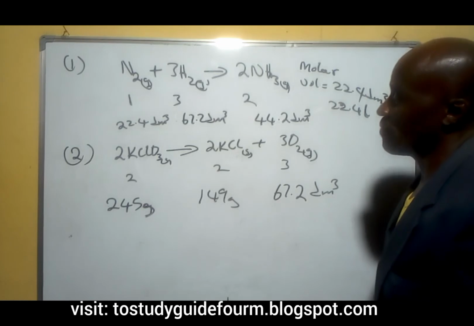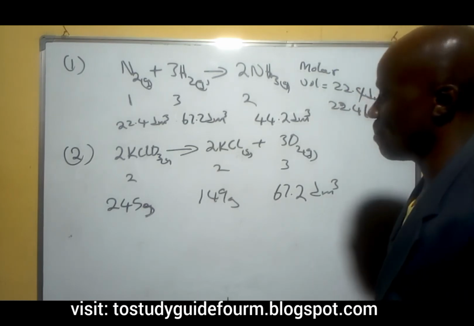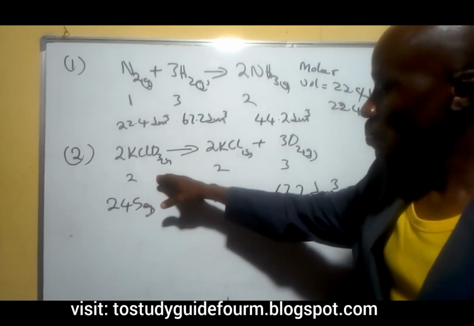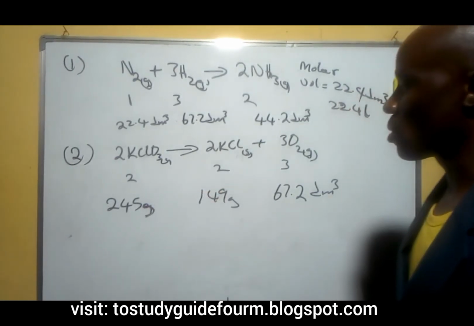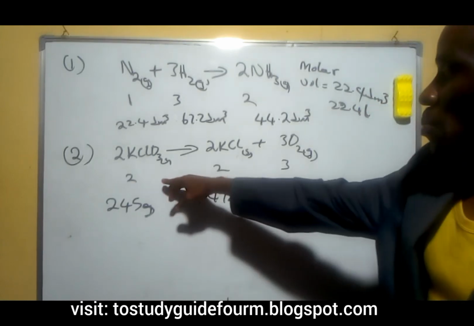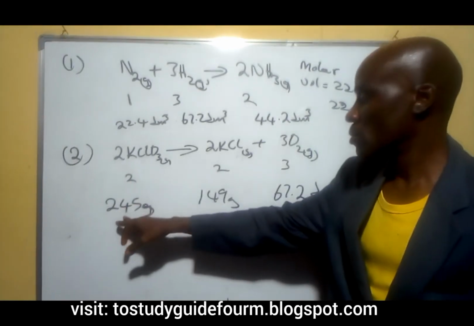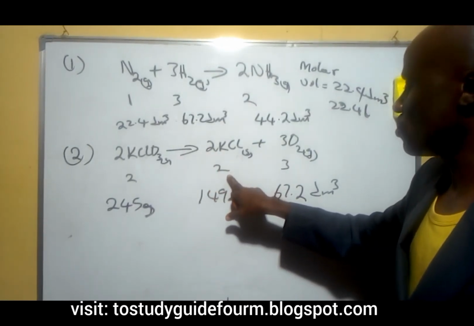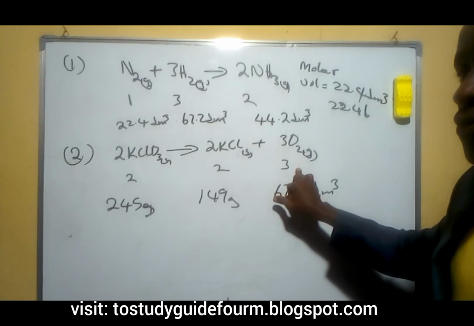Now we have another one. This one has to do with mass and volume. This is potassium chlorate decomposing: 2 moles decompose to give us 2 moles of potassium chloride and 3 moles of oxygen.